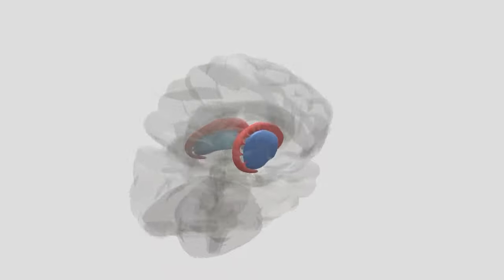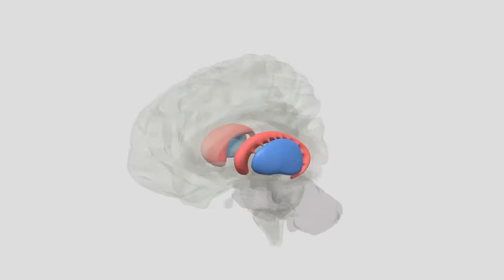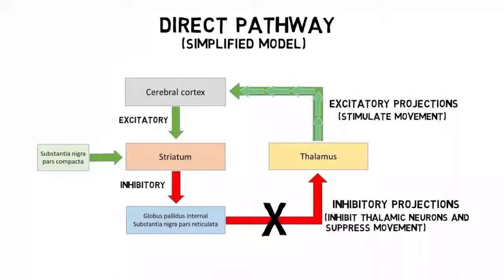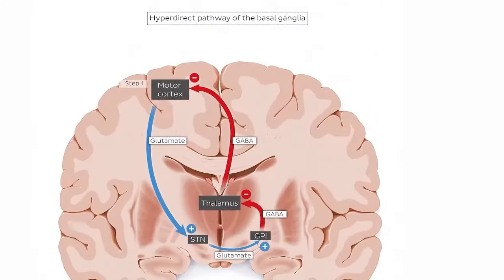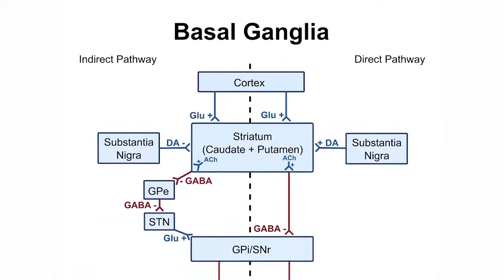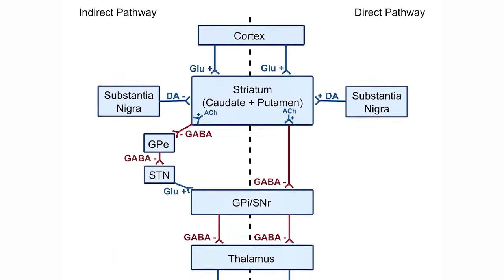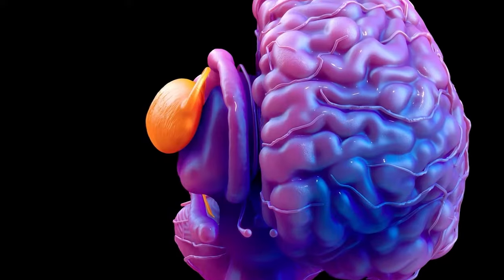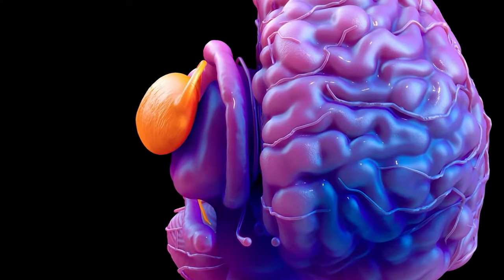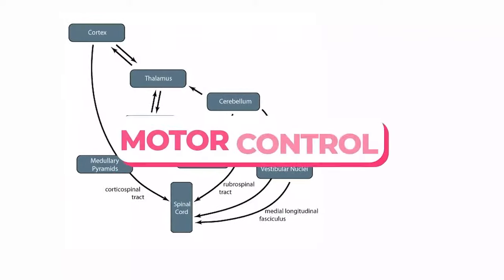The basal ganglia have several pathways that process and relay information. Direct pathway, indirect pathway, hyperdirect pathway. Proper balance between these pathways is crucial for smooth motor control. Function. Basal ganglia perform several functions, which include motor control.